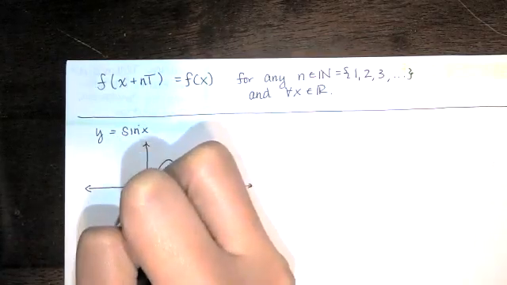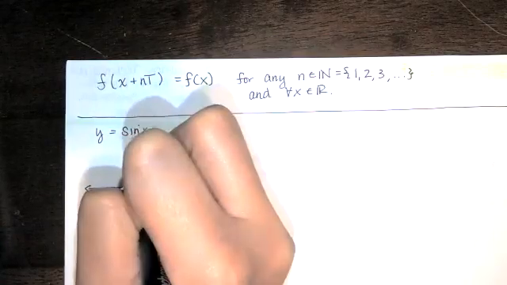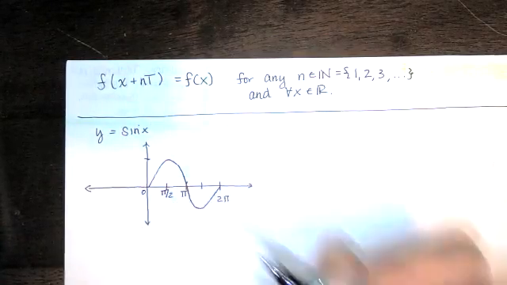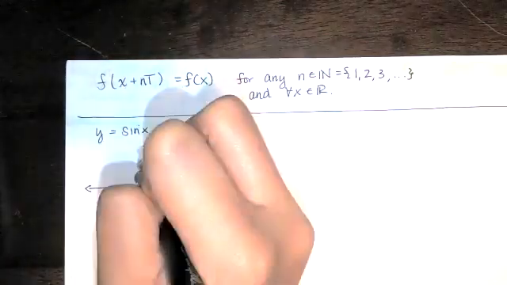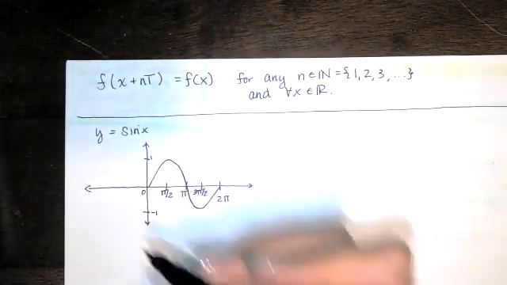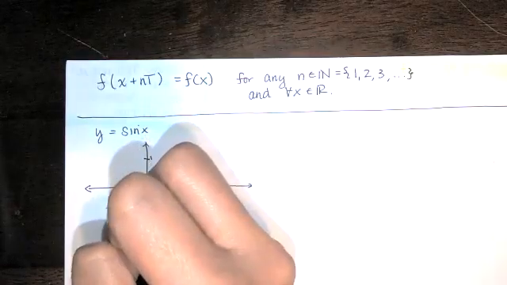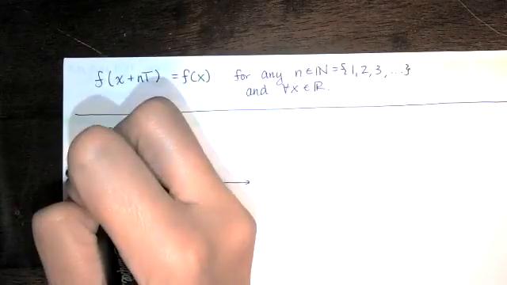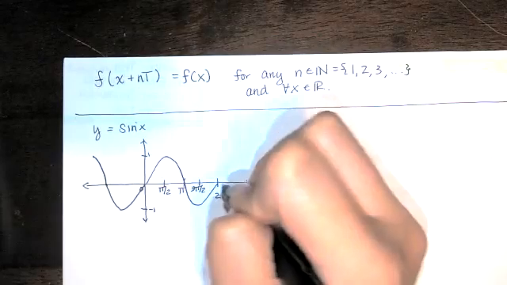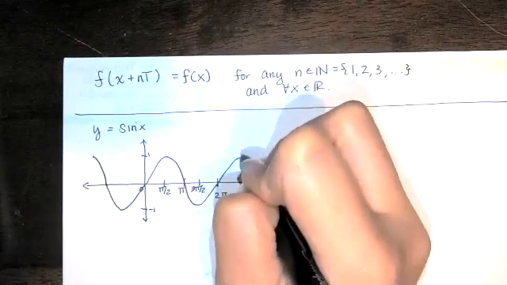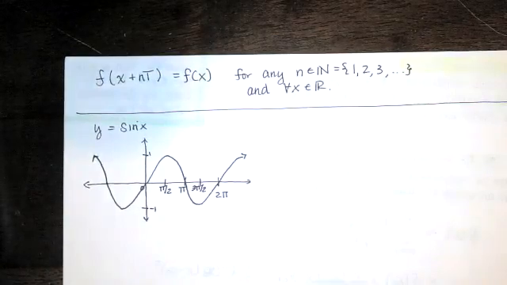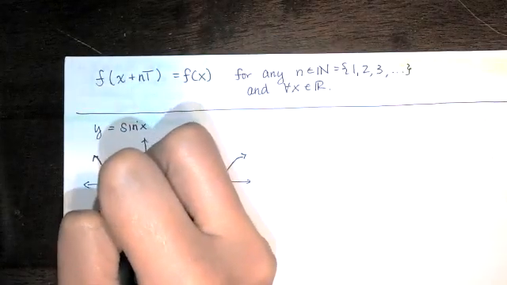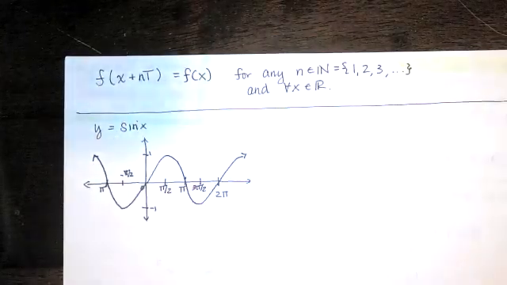It starts at 0, then at pi over 2, it goes to its max. Then it comes back to 0, and at 3 pi over 2, it goes to its min. And then it goes back to 0. And it does that in both directions. Forever, it just continues. Didn't do a very good job with my sine wave, but hopefully you get the idea. That's negative pi over 2 there, and that's pi there.